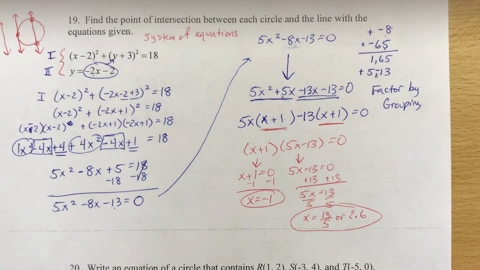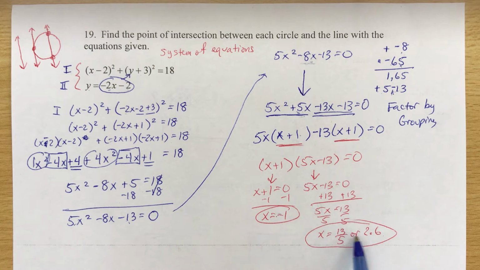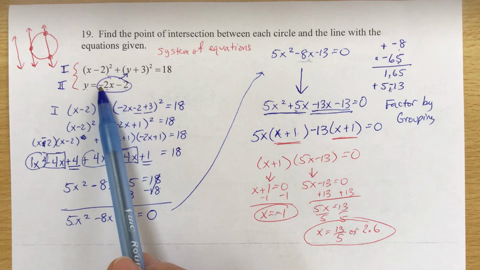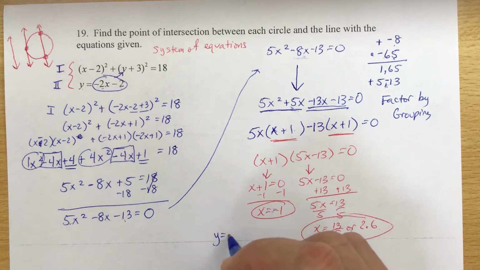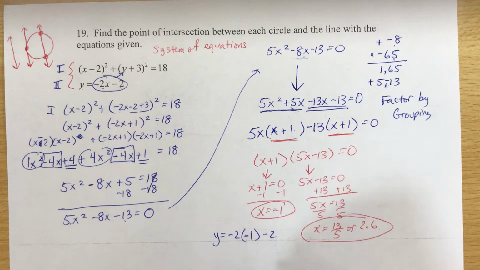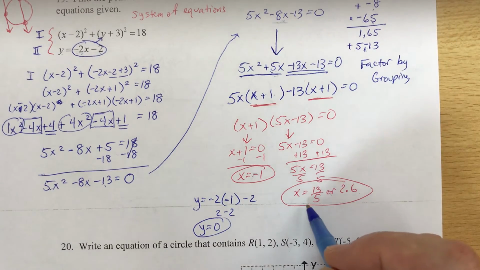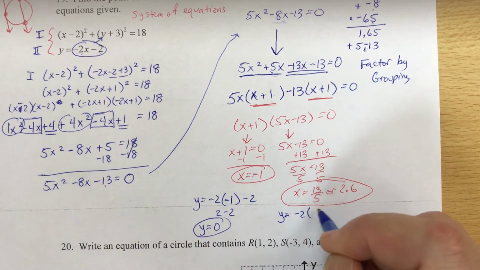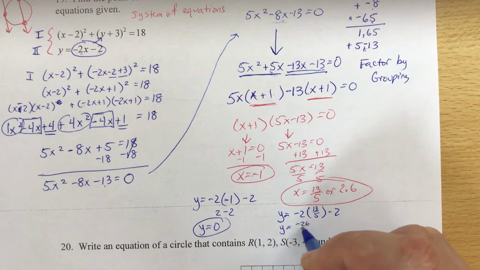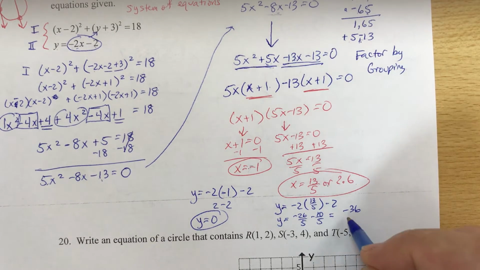Okay, now those are the x's, but I haven't found the y values yet. So to find the y values, I have to take these two numbers, and I need to go back to my system. I'm going to substitute into y equals negative 2x minus 2. So y equals negative 2x minus 2. What was my x value? Well, here it was negative 1. That's 2 minus 2, which is 0. So one answer for y is 0. And then here, if I do y equals negative 2 times 13/5 minus 2, that's y equals negative 26 over 5 minus 10 over 5 equals negative 36 over 5.